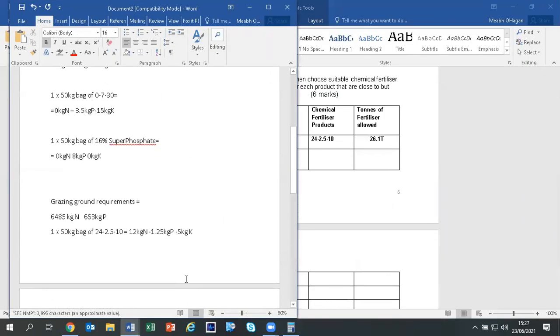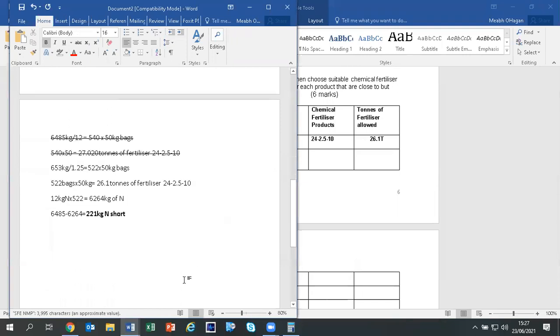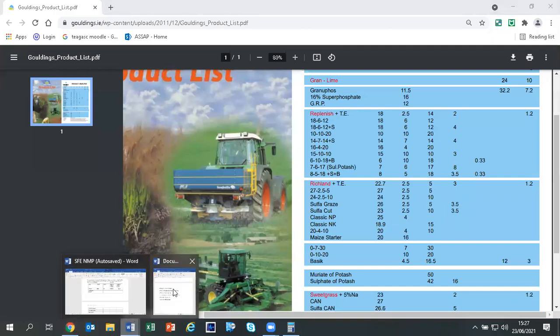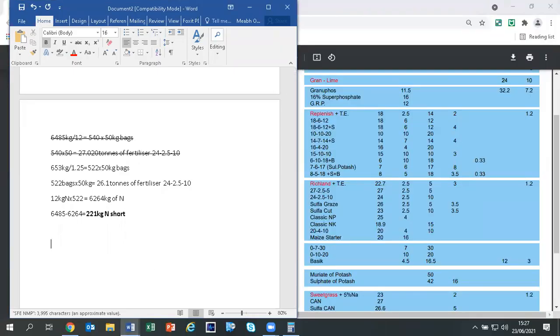So, feel free to go over it a number of times, rewatch it to make sure that you are clear on what you are required to do. So we'll just do another very, very quick example just to run through the procedure in terms of how to work out what fertilizers are recommended.